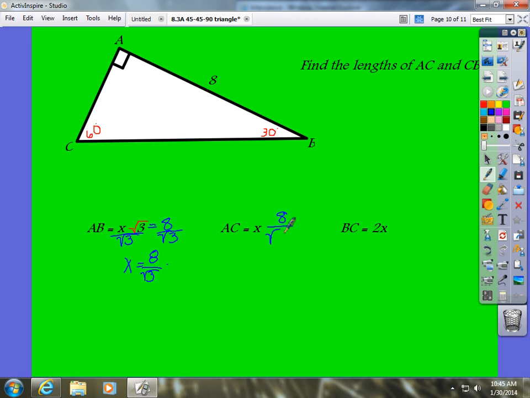And my 2x, well, I have 2, and I'm going to go ahead and just put that over 1, equals 8 times the square root of 3, which means I have 16 divided by the square root of 3. Sorry, not times, divided by. Okay? And now it's your turn.